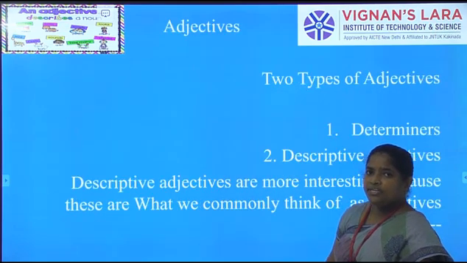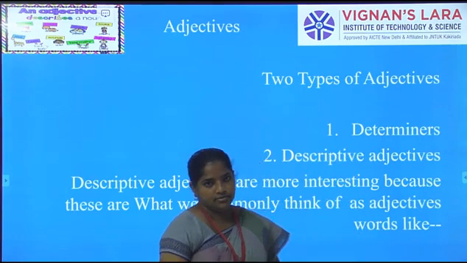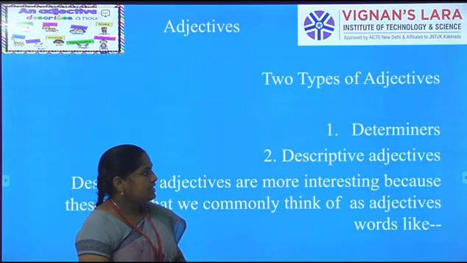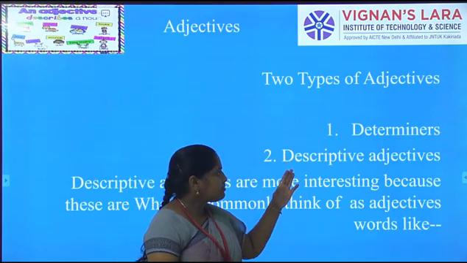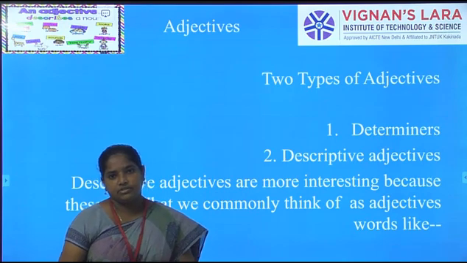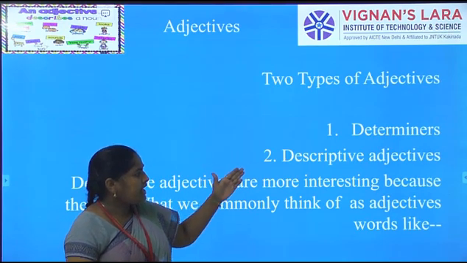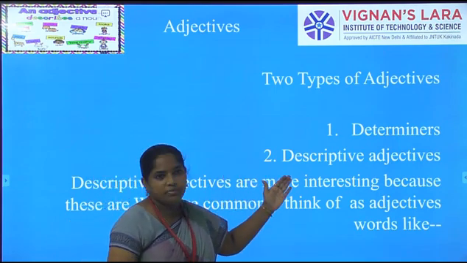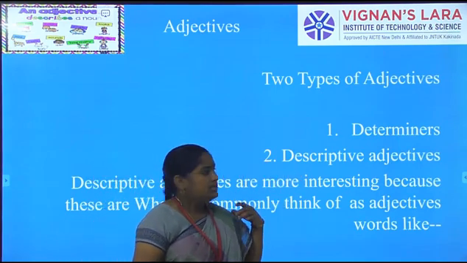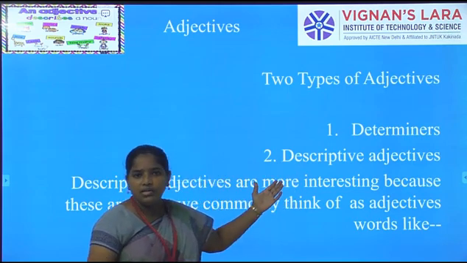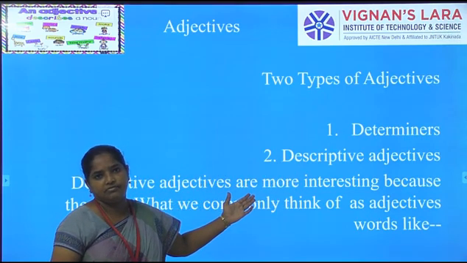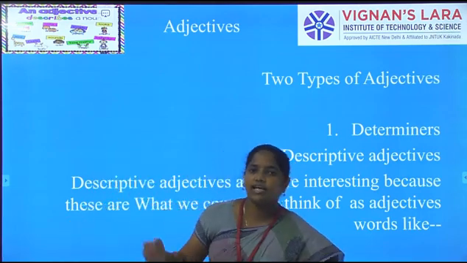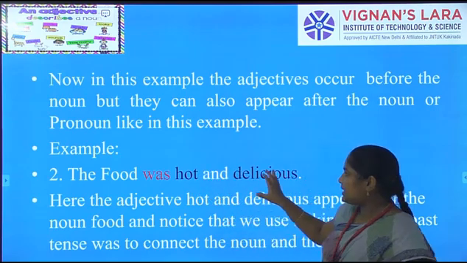Coming to the 2 types of adjectives. How many types of adjectives are there? There are 2 types: determiners and descriptive adjectives. One carries more importance and the other less. Descriptive adjectives are more important in everyday life. Determiners we can use as a grammar point only.